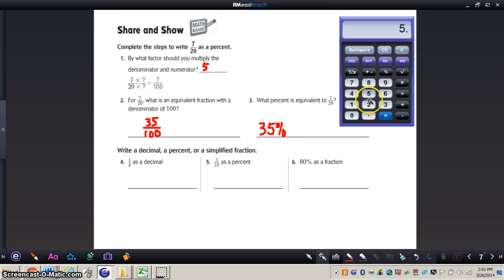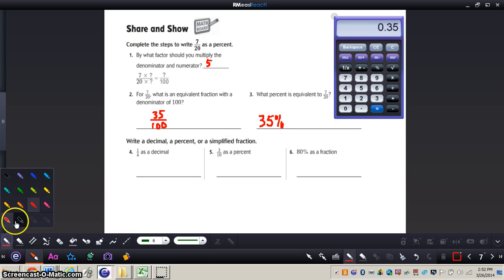Okay, I touched on this a little bit in the previous video. Whenever we're changing a fraction to a decimal, we can just divide that numerator by the denominator. So 7 divided by 20 is going to give me 35 hundredths as a decimal. We did talk about in the previous video as well that if we want to change 35 hundredths to a percent, we can just take that decimal and move it 2 places to the right. We have our decimal there to the right of the ones place, which gives us 35% as well.